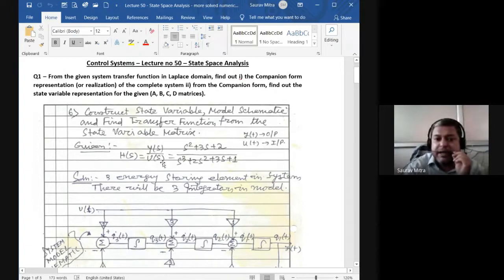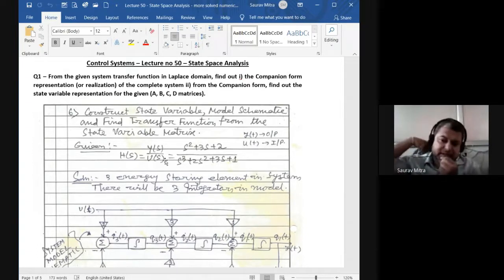So Y(s) by U(s) in this case, U(s) is the input, not X(s), and U is not the unit step. U(s) is another representation of the input. So either X(s) can be given or U(s) can be given. You should not confuse it. Whatever symbol is given, you have to go ahead with that.